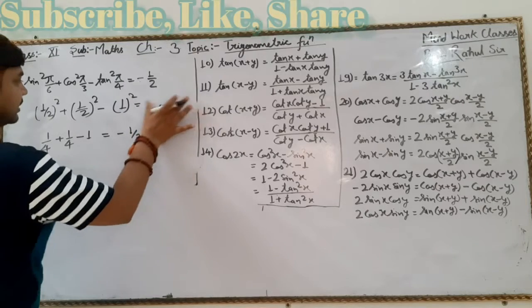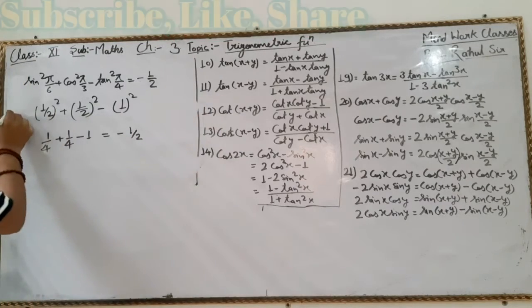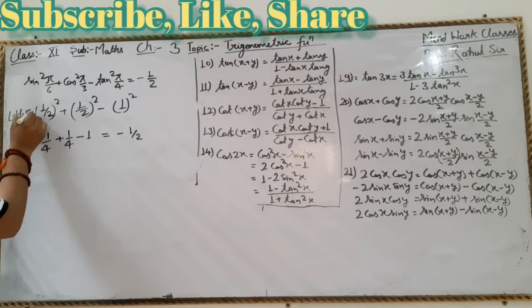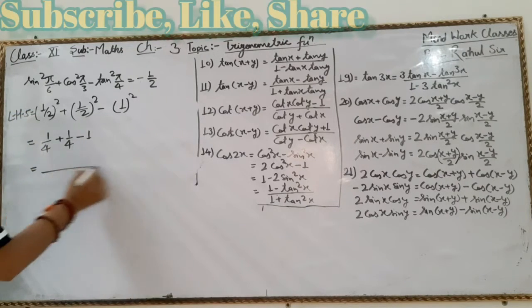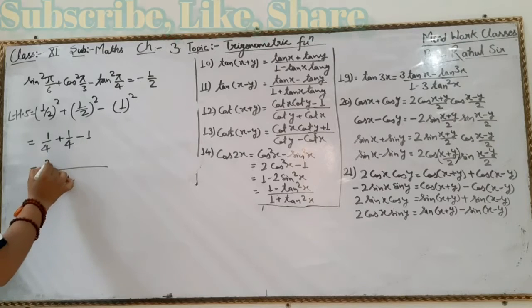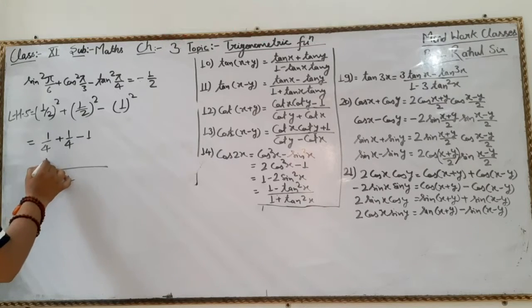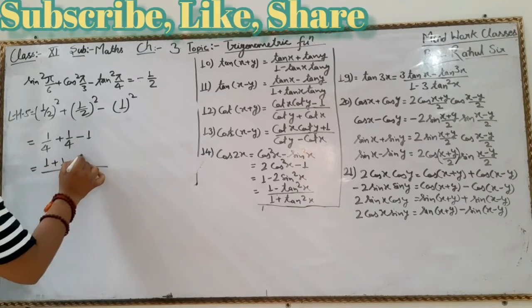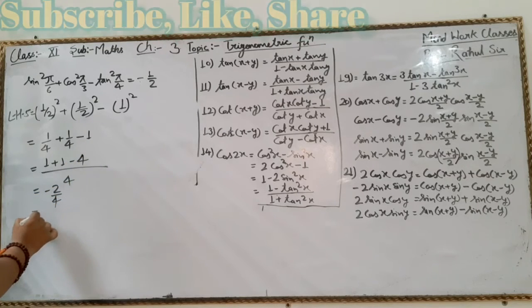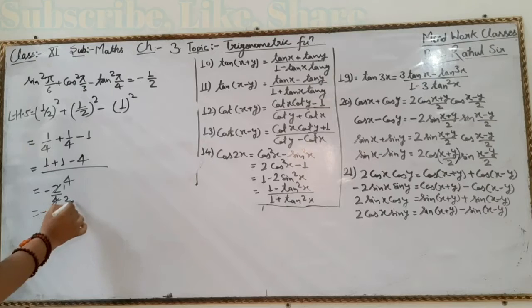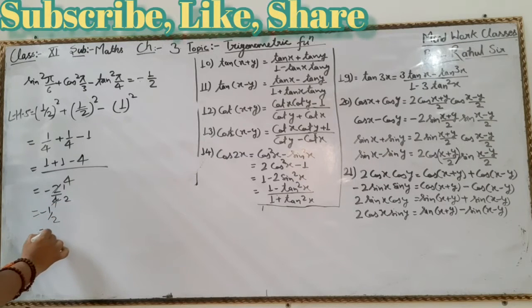Here you can write like this: LHS is equal to, and when you take the LCM of this, you will get 1 plus 1 minus 4, that is minus 2 upon 4, that is minus 1 upon 2, that is RHS.